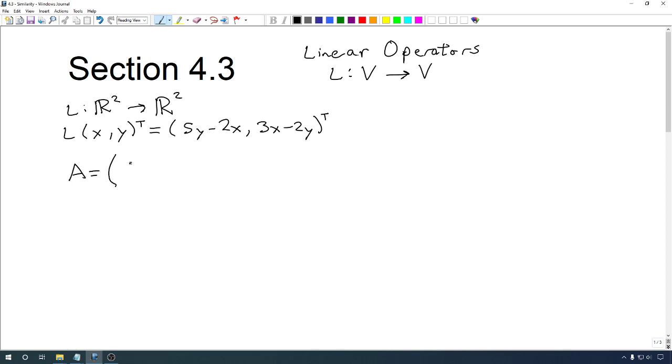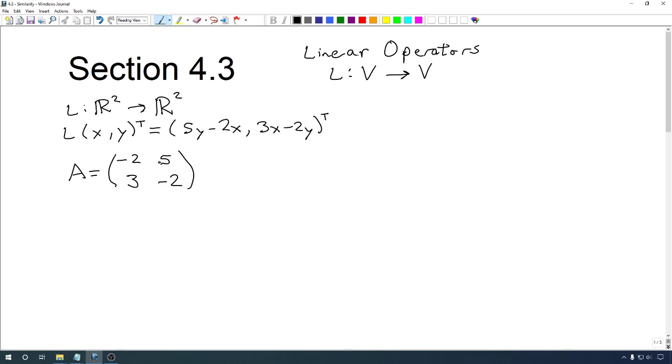matrix representation. So here, when we plug in 1, 0, the 5y becomes 0, but we have a negative 2. And then we have a 3 minus 0. So negative 2, 3 is our first column. When we plug in 0, 1, now we have a 5 for this first one. That part's 0. This is 0, and then we have a negative 2. So that is the matrix representation in the standard basis.